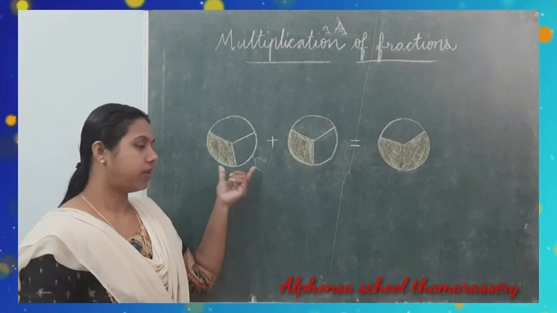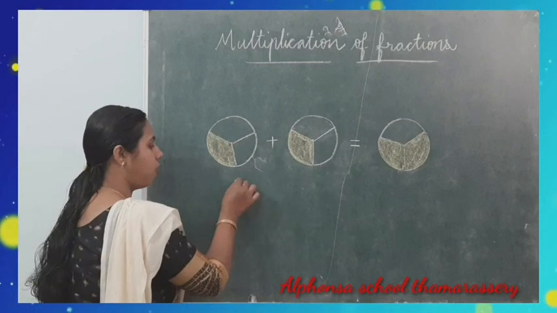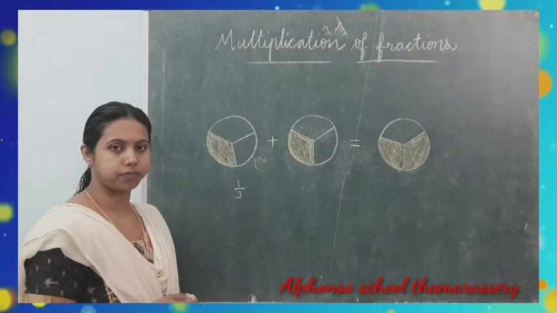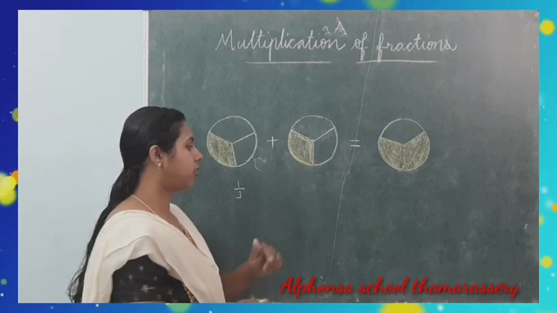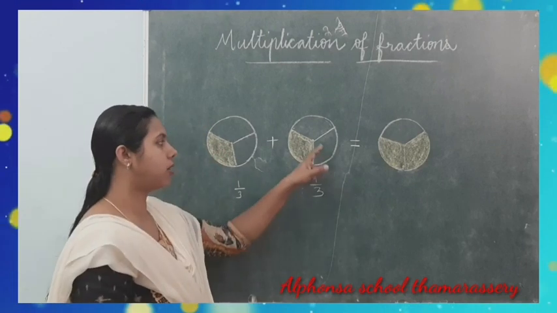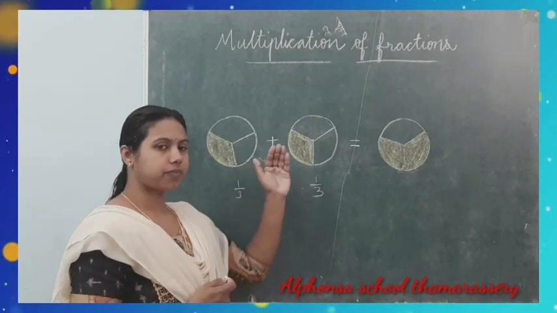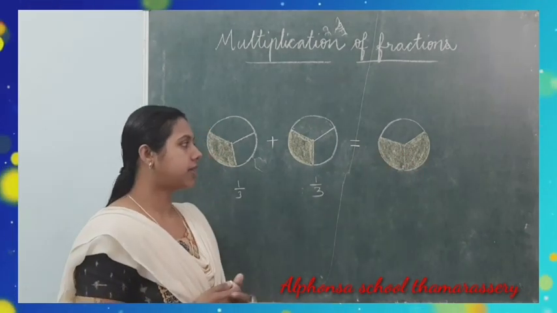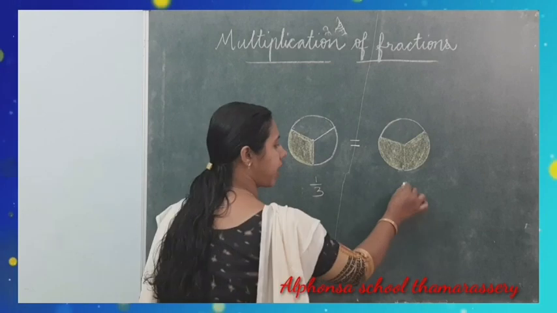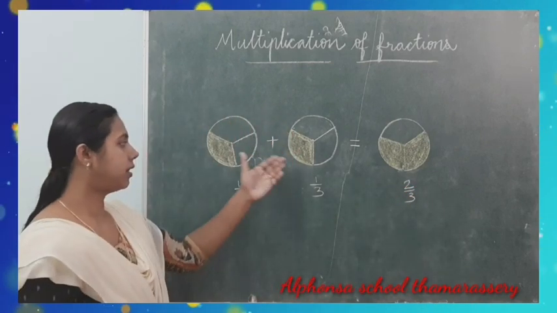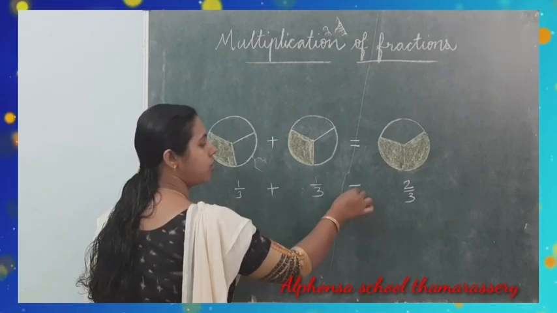Here, in each figure, one third of the part is shaded. Out of 3 equal parts, one part is shaded. 1/3 of a circle is shaded. And in the second figure also, 1/3 portion is shaded. Out of 3 equal parts, one part is shaded. When we put these two figures together, we get this. Here you can see how many portions are shaded? 2 portions out of 3 equal parts. So the fraction is 2 by 3. That means 1 by 3 plus 1 by 3 is equal to 2 by 3.